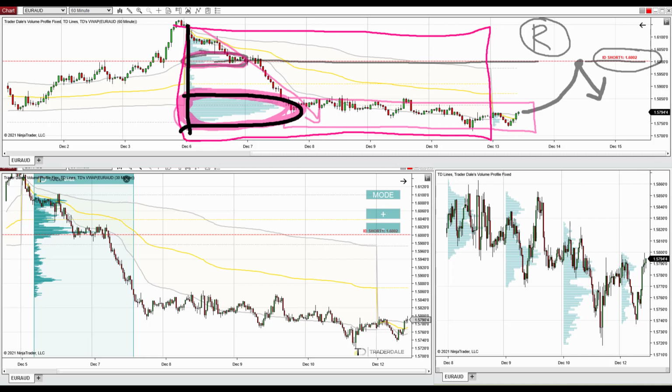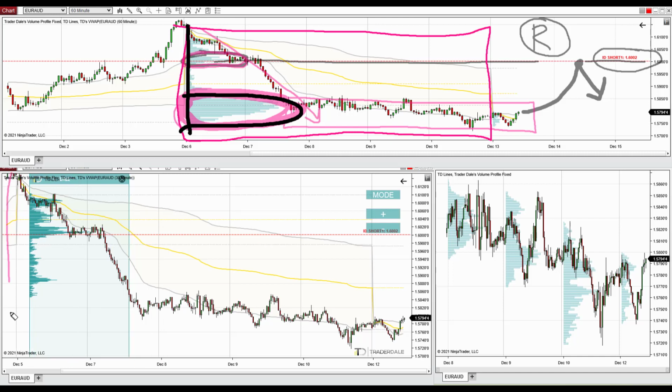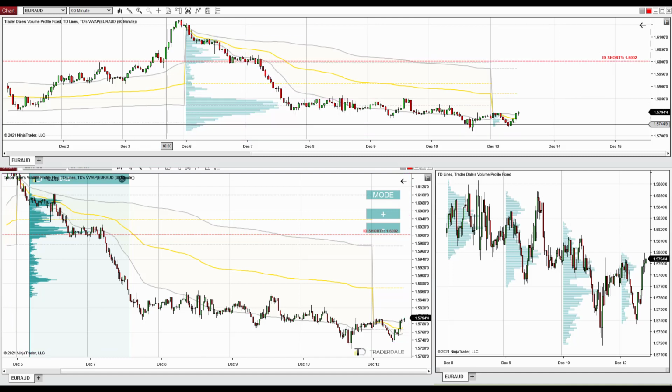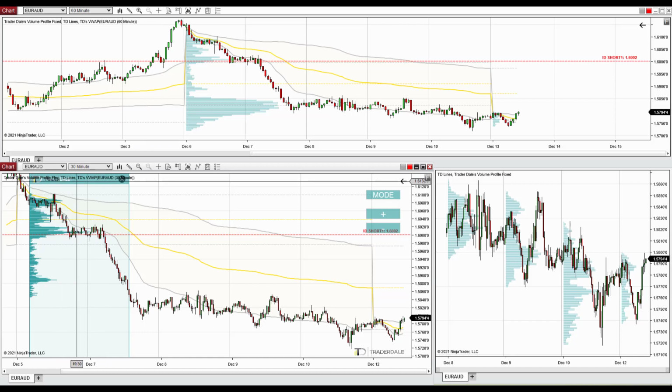You can also look at it in a different way. You can look at the 30-minute chart in here and use the flexible volume profile over that trend area.